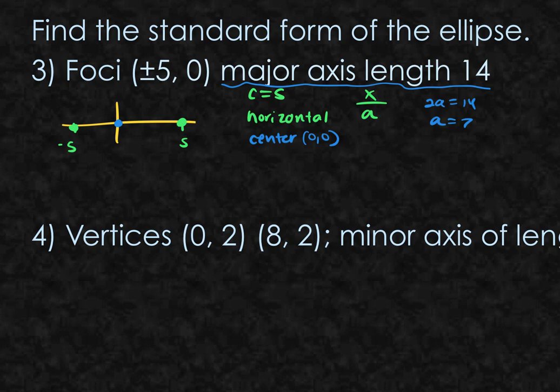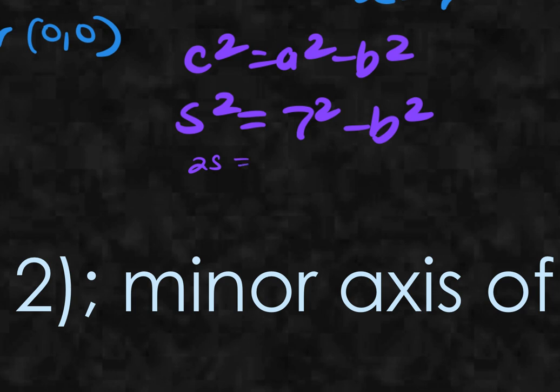And I got to find B. So C squared equals A squared minus B squared. C is 5. A is 7. 25 equals 49 minus B squared. Negative B squared equals negative 24. And B squared equals 24.